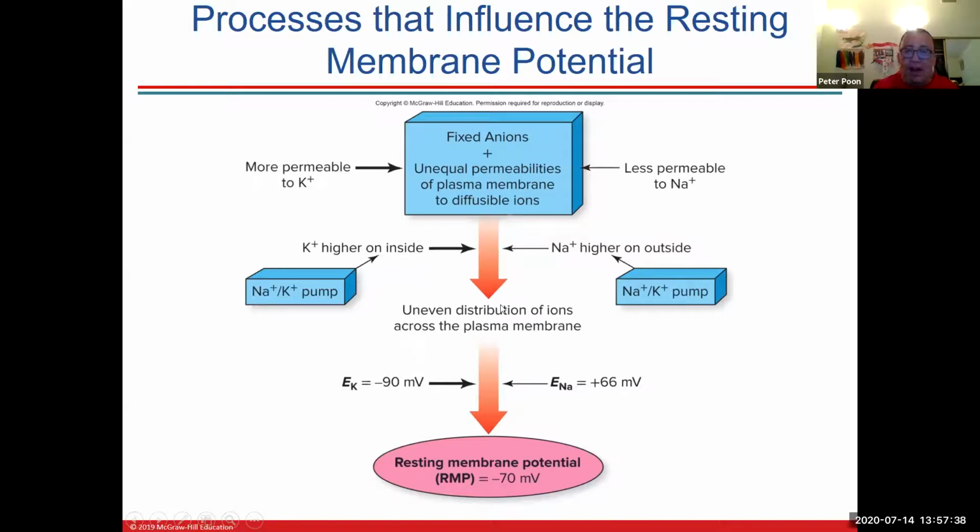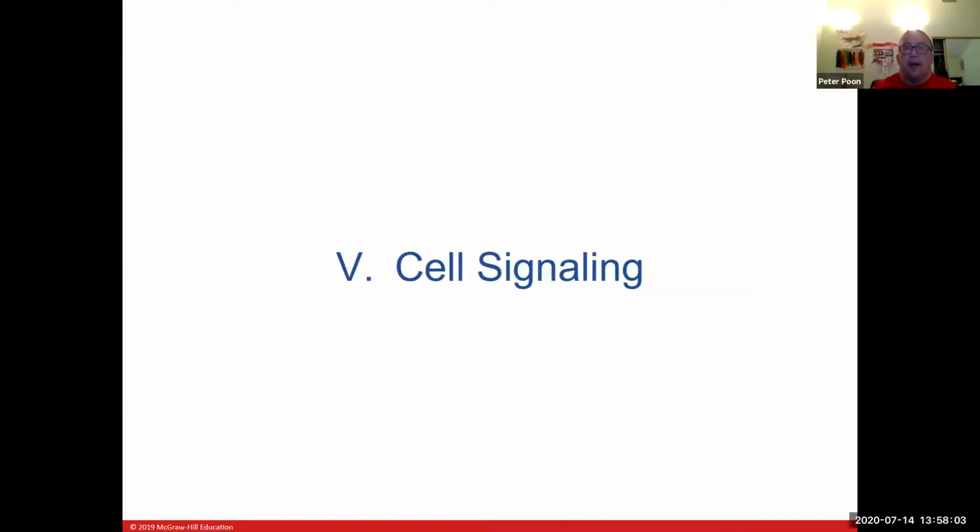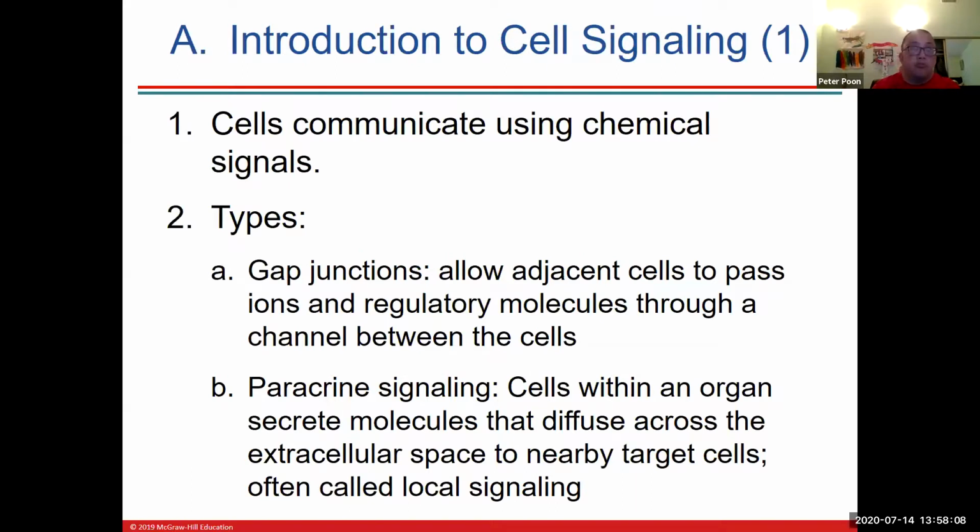The other thing I want to point out is the uneven distribution of ions across the plasma membrane. So I have potassium leaking out. I have sodium on the outside dying to get in. I have, in general, positive charges trying to get in because there's more negative charges on the inside. And then we will pick this up next chapter, when we talk about membrane potentials and how neurons actually work.